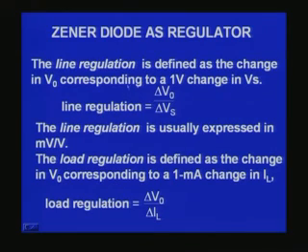What are they? The line regulation is defined as the change in the output voltage, delta V naught, corresponding to a 1 volt change in the voltage Vs. So delta V naught by delta Vs is called the line regulation, and it is usually expressed in millivolts per volt. And the load regulation is defined as the change in the output voltage V naught corresponding to a 1 milliamp change in the load. So it is delta V naught by delta IL, the change in output voltage corresponding to a change in the load current of 1 milliampere.